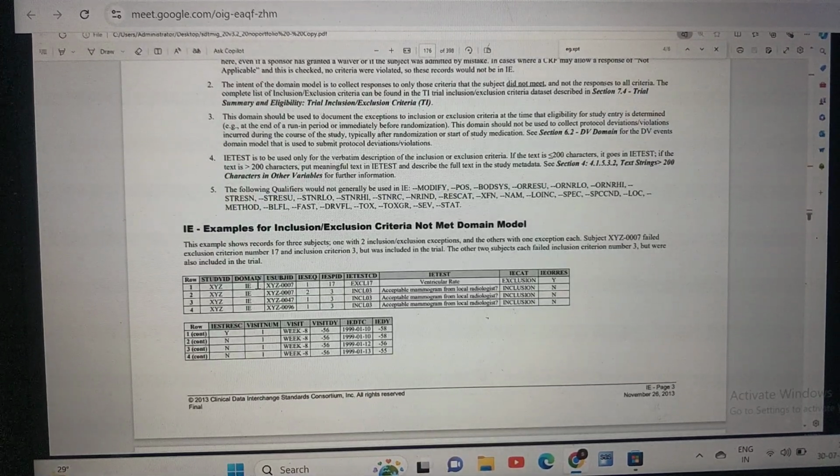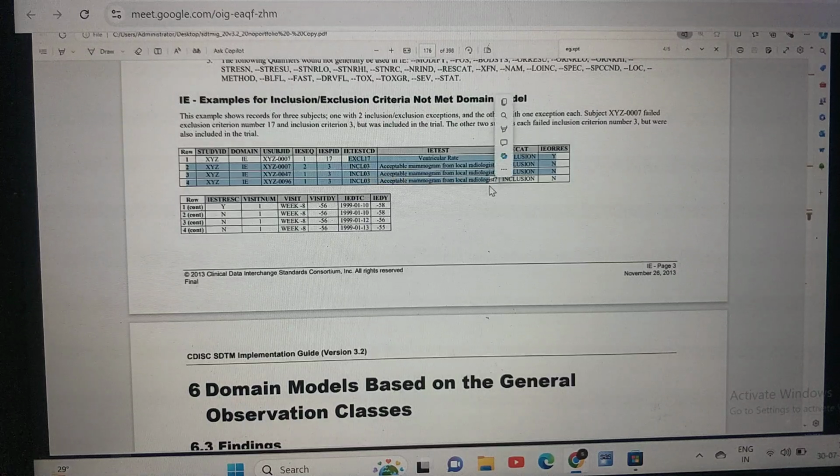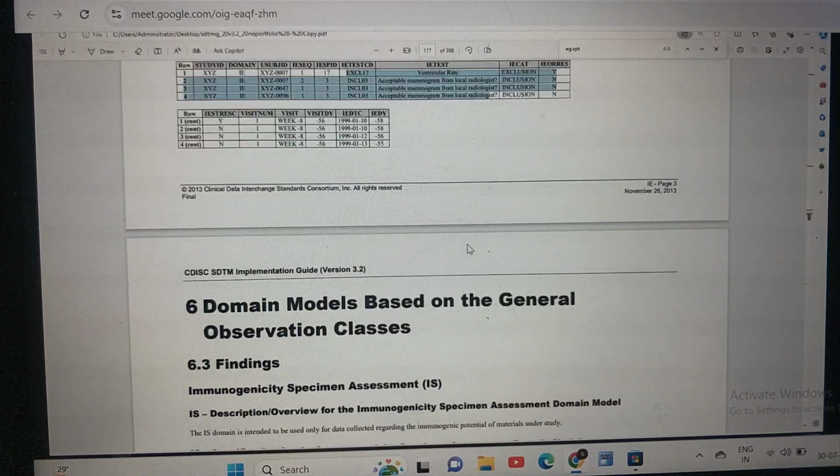Okay, the inclusion exclusion criteria test. Here this is one of the criteria, an exclusion. So, acceptable mammogram from the local radiologist. This is one of the inclusion criteria. So whether the subject met this criterion or not, that is the IEORRES, and then the corresponding dates. These are some examples, as you can see. Is that clear? Any questions?